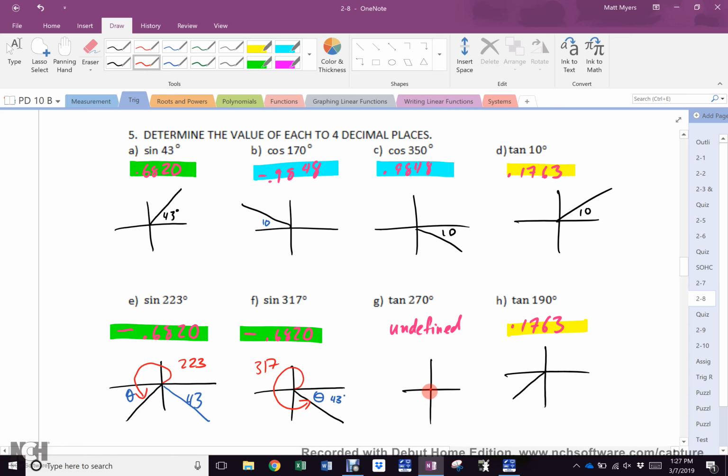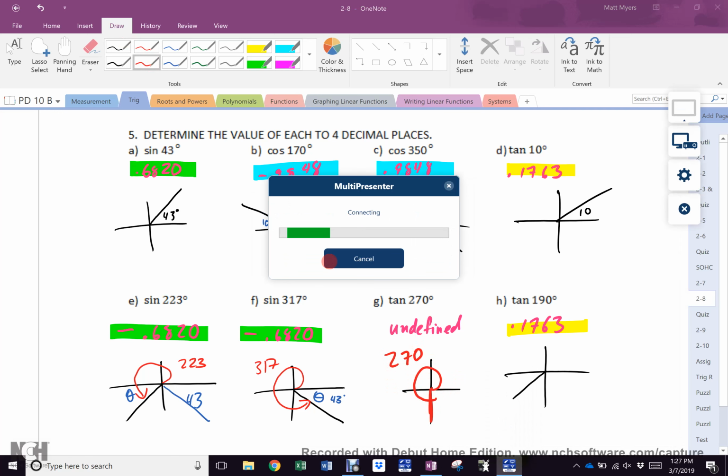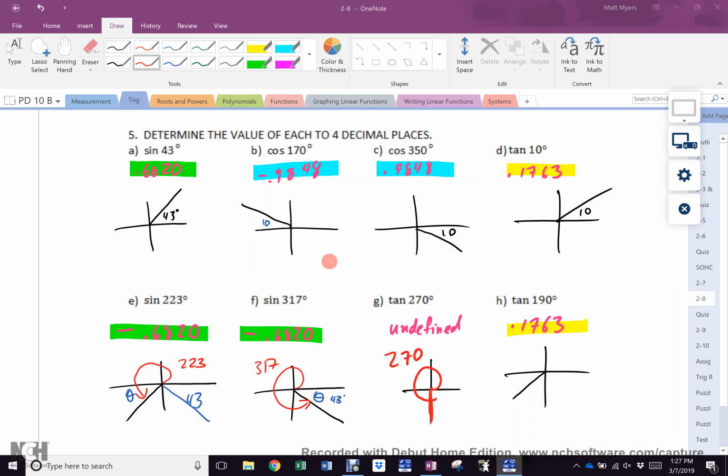It's right there, yes? I know it's blue. It's 270, right? And tan is what? Y over x, right? Well, what is the x value of that whole line? What is the x value of that whole line? 0. Y over 0 is?